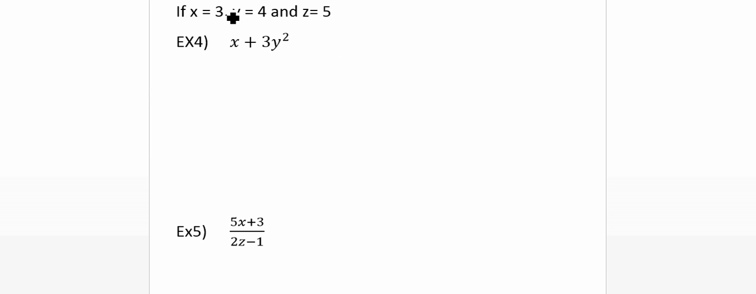Now we have, if x is equal to 3, y is equal to 4, and z is equal to 5, what is x plus 3y squared? Well, in this case, all you're going to do first is fill in the numbers for the letters. So this becomes 3 plus 3 times y is 4, so it's 4 squared. Write that first and then label your problem.